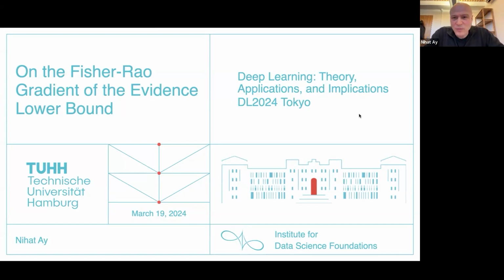I promise one thing, I'm not going to have 62 slides, but only 12 slides. So it will be a bit quicker. I'm going to talk about the Fisher-Rao gradient of the evidence lower bound.